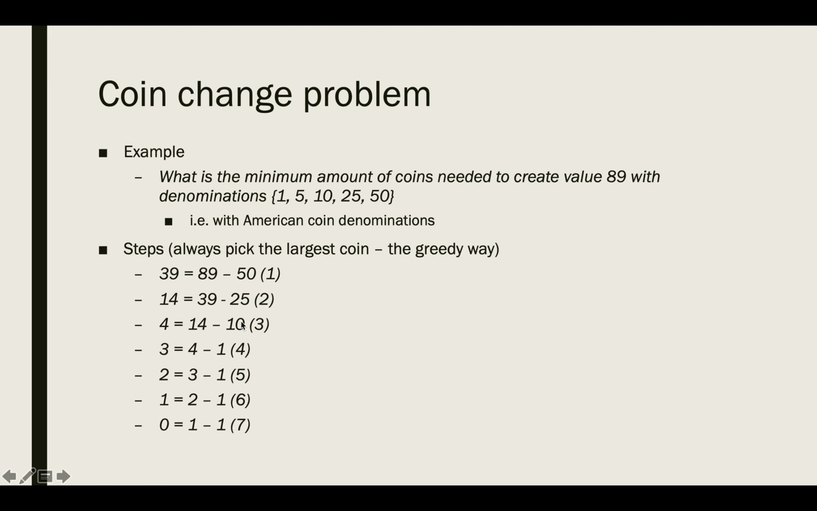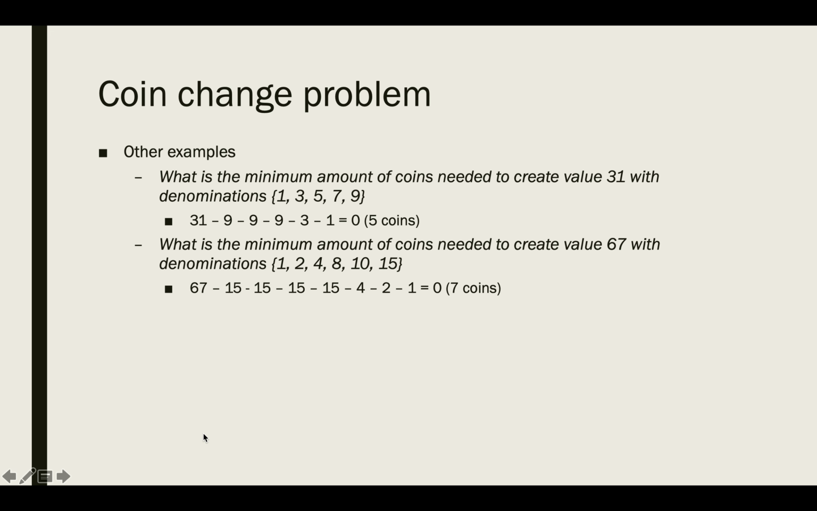I'll give them the largest coin smaller than that, which is a dime, my third coin. I owe them 4 cents, and then I'll hand them a penny, a penny, a penny, and a penny, and eventually I will have given them everything I owe them. But at each step, I chose the largest coin possible, and I was able to determine that the minimum amount of coins needed was 7 in this case. And if you're dealing with American coins, this greedy algorithm basically works.